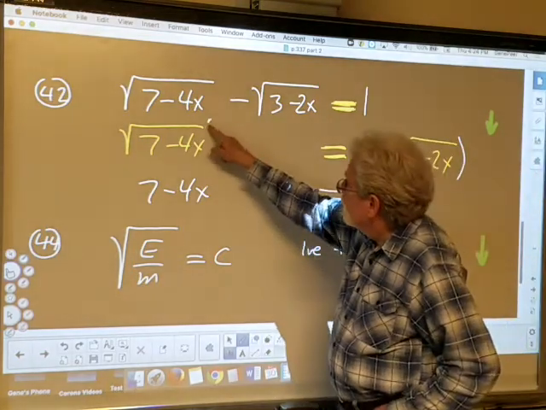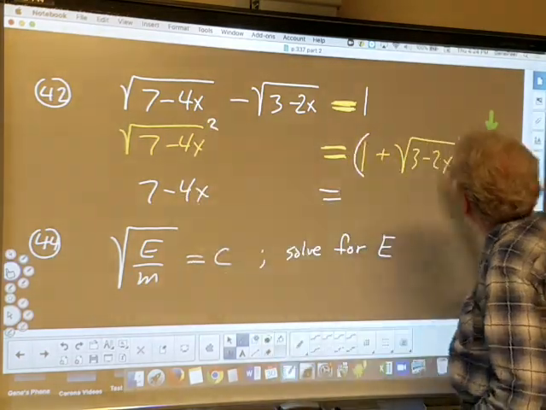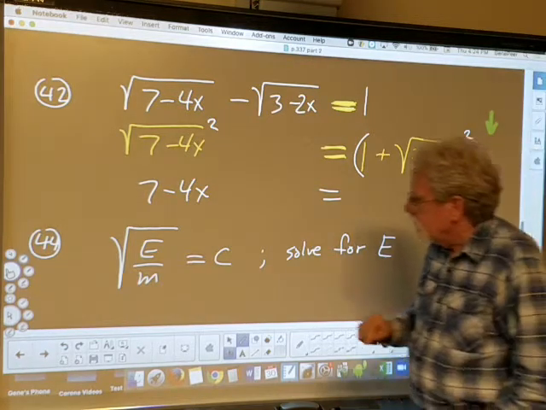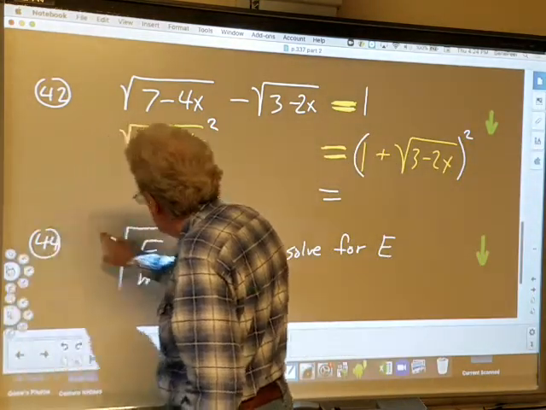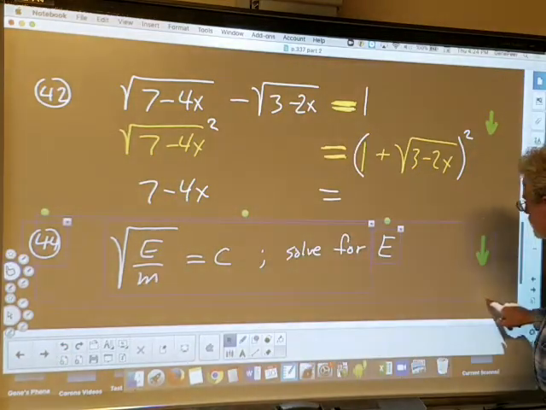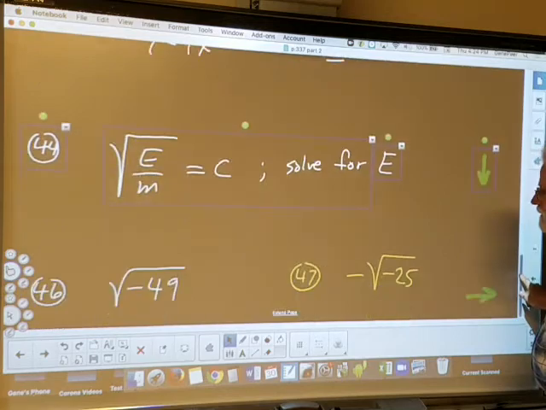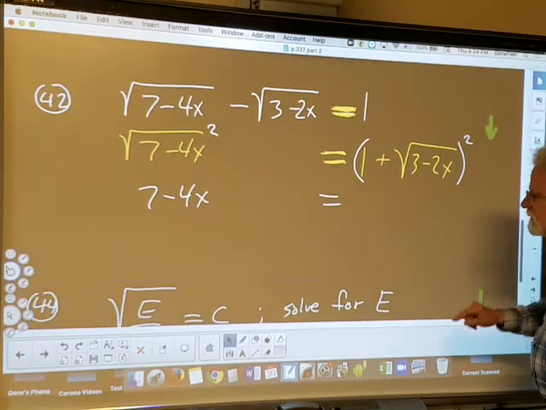We squared this side, the radical went away. We squared this side, what happens? And it looks like I'm going to need a little more space here. So let's move number 44 down. Okay, that'll be fine for now. All right.